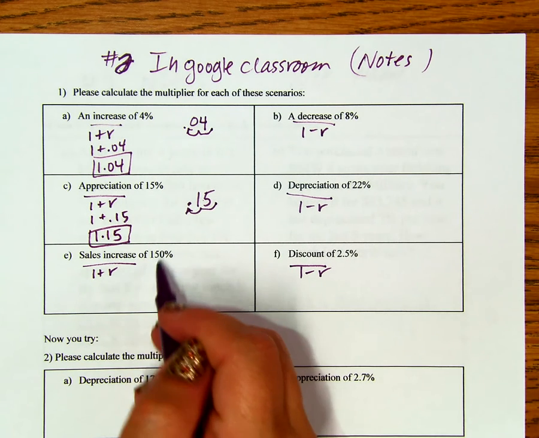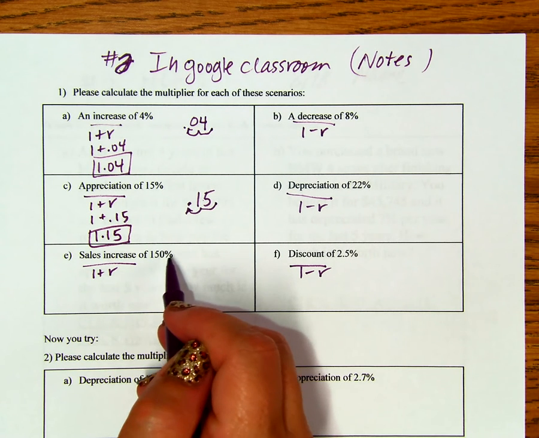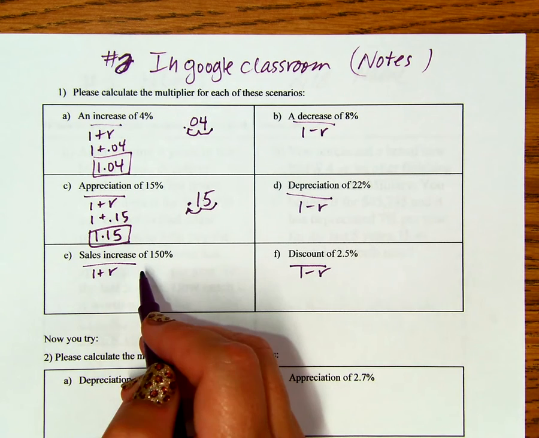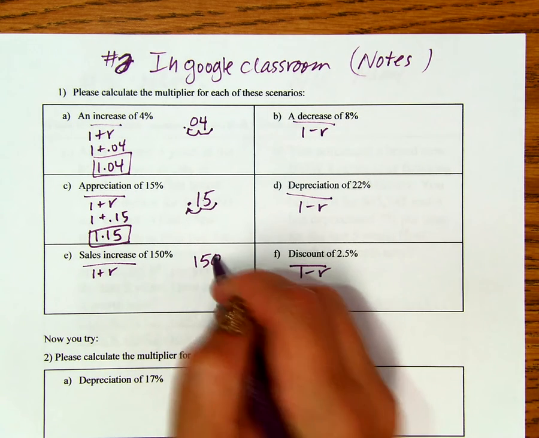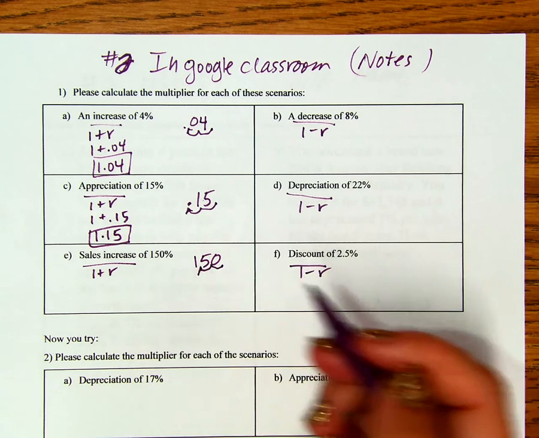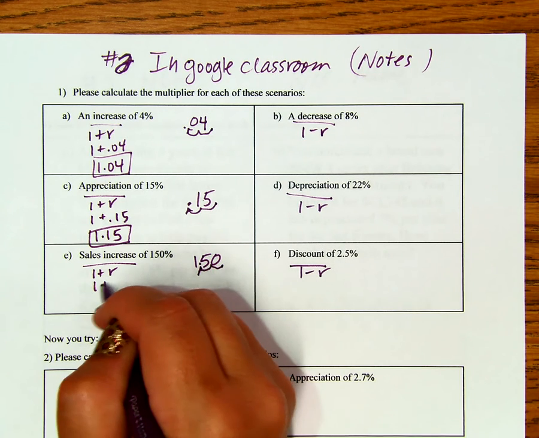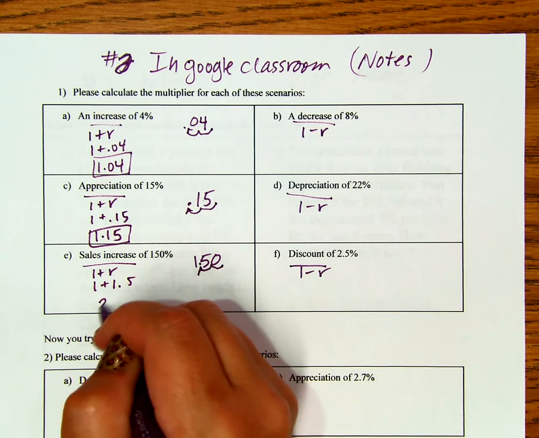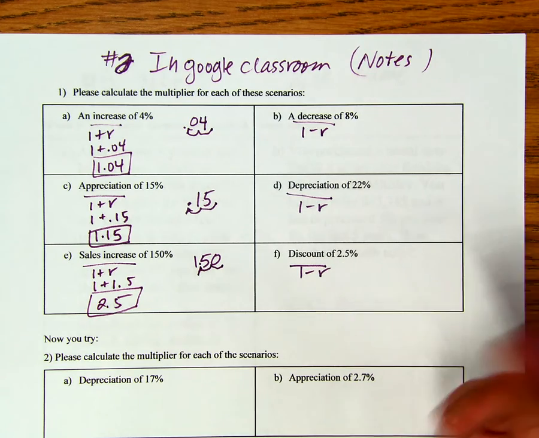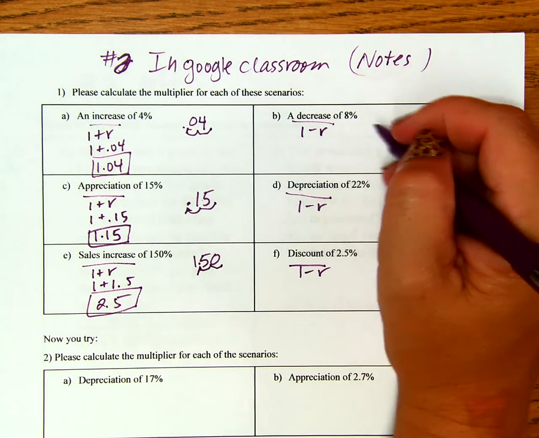Finally, we have a sales increase of 150%. Now, when are we going to see that kind of an increase? Not very often, but we're still going to just follow all the same steps and make sure we get that multiplier correct. We take that 150%, invisible decimal at the end, you move it twice, and this is 1 plus 1.5, or a 2.5 multiplier. Yes, that can happen.